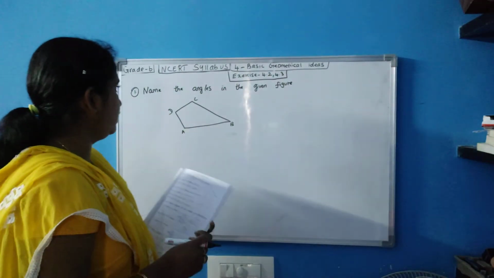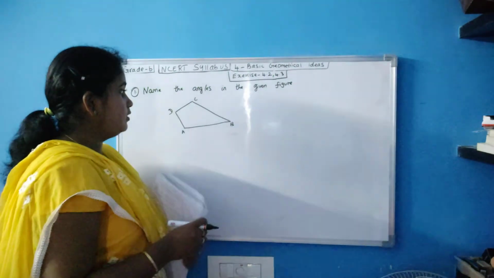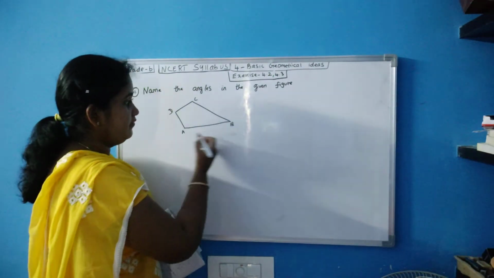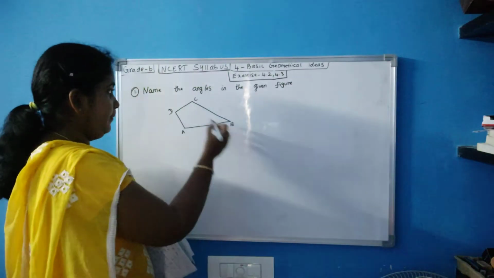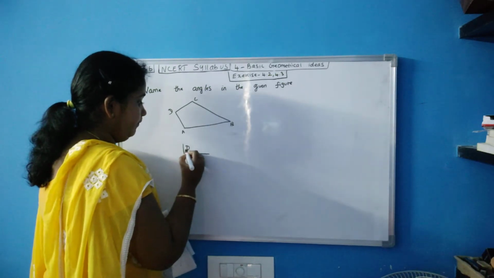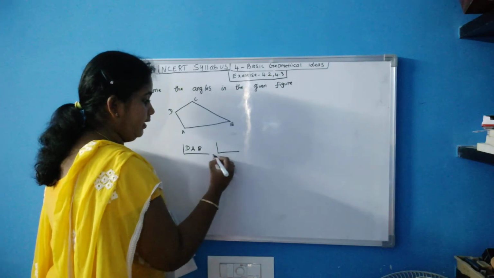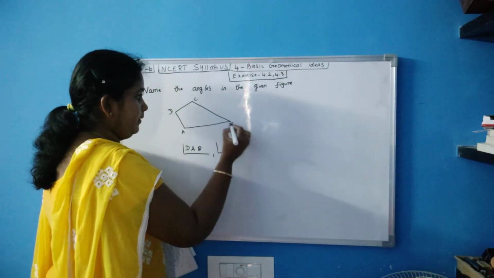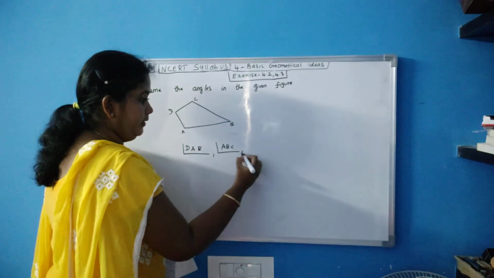So your first question, they have given: name the angles in the given figure. So you are going to name the angles. This is the figure given. You are going to name the angles in this given figure A, B, C, D. So you name it D, A, B. Angle A we named. Now we are going to name angle B. A, B, C is your next angle. So angle B we named.